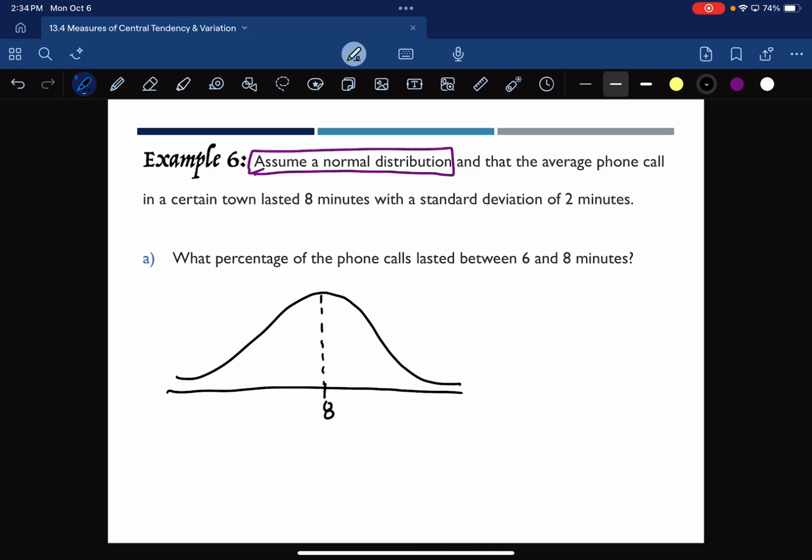So what is 2 to the left of 8? 6. Don't overthink this, right? What would be 2 to the right of 8? 10, thank you. And we're going to do it again. So this is 1 standard deviation. I need 2 standard deviations now. So if I go 2 to the left of 6, I get 4. And 2 to the right of 10, 12. We're going to do it one more time. 2 to the left of 4, 2. And 2 to the right of 12, 14.